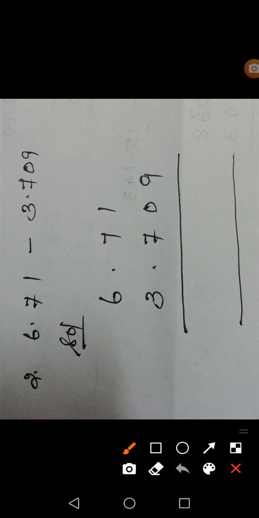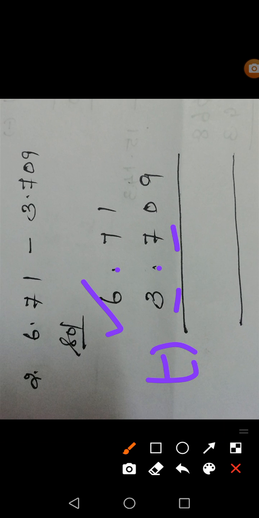Then one more question: 6.71 minus 3.709. Subtracted means, first of all, we write the first number, 6.71. Then put the decimal point, and before the 3 after the 7 we write the remaining numbers.